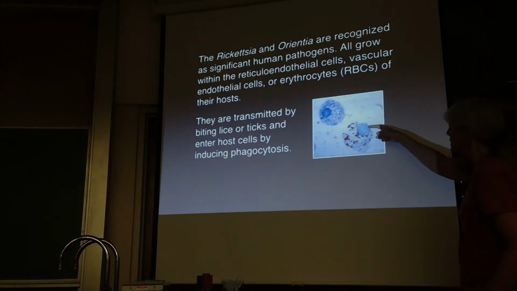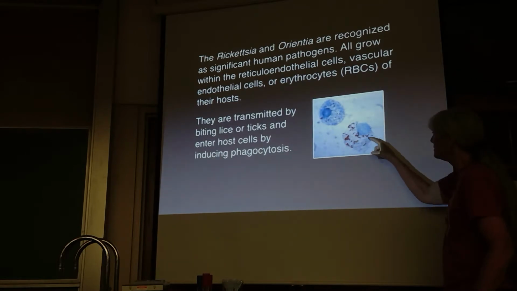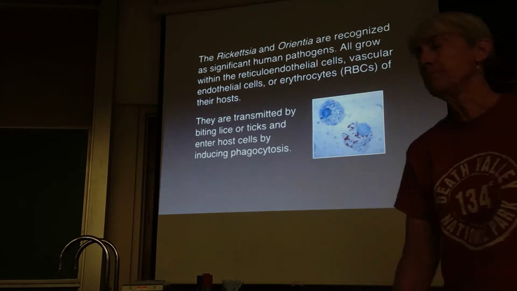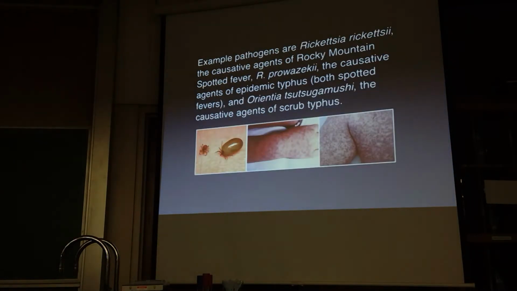So here we see a cell that has ingested a whole bunch of these things. The bacteria are stained red, so you can see them inside there. And of course, if they're taken into a host cell, they're likely to cause disease symptoms, which they do. So Rickettsia rickettsii are the causative agents of Rocky Mountain spotted fever. Rickettsia prowazekii are the causative agents of epidemic typhus. And the third one, which is now called Orientia tsutsugamushi, used to be Rickettsia tsutsugamushi, causes a disease called scrub typhus.